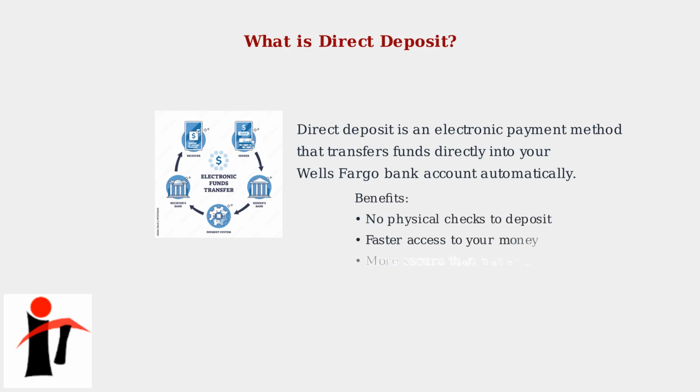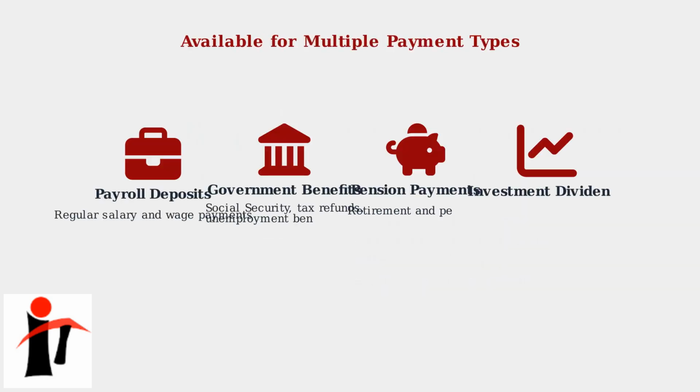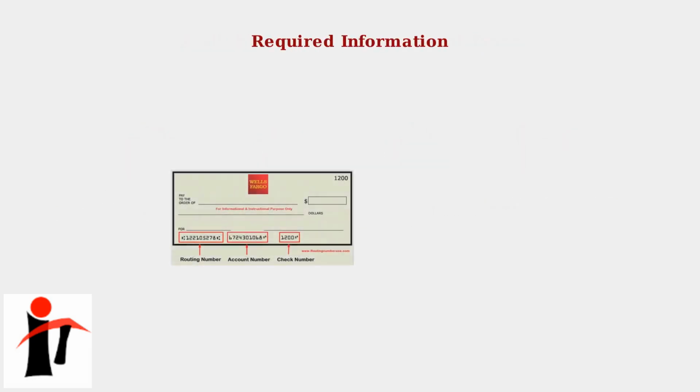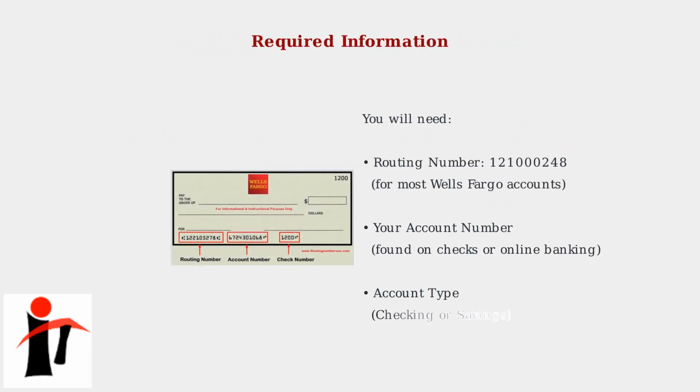The benefits include no physical checks to handle, faster access to your money, enhanced security compared to paper checks, and complete automation once set up. Wells Fargo Direct Deposit is available for various types of payments. You can use it for payroll deposits from your employer, government benefits like Social Security and tax refunds, pension payments, and investment dividends.